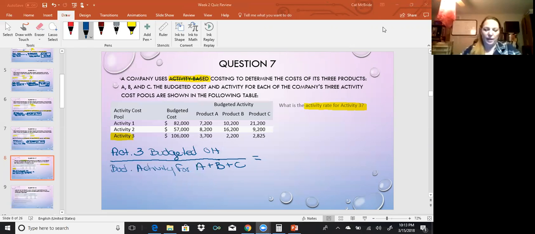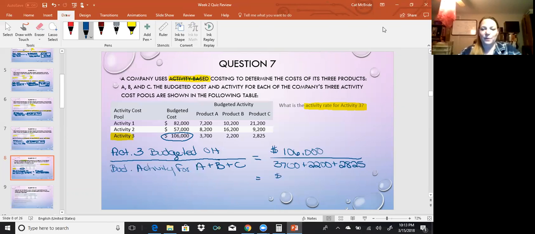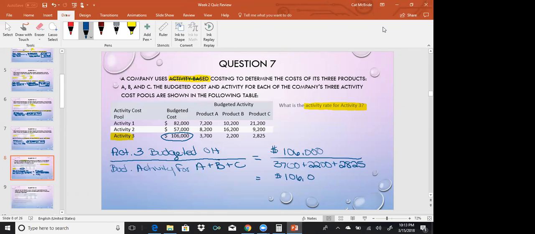So what we're going to take is, how much is the budgeted overhead? 106. So we're going to use the 106. And then we're going to add together 3,700 plus 2,200 plus 2,825 for each one of the products we make in that department. That's 87.25. Which is $12.15, our rate. All right, does that make sense?